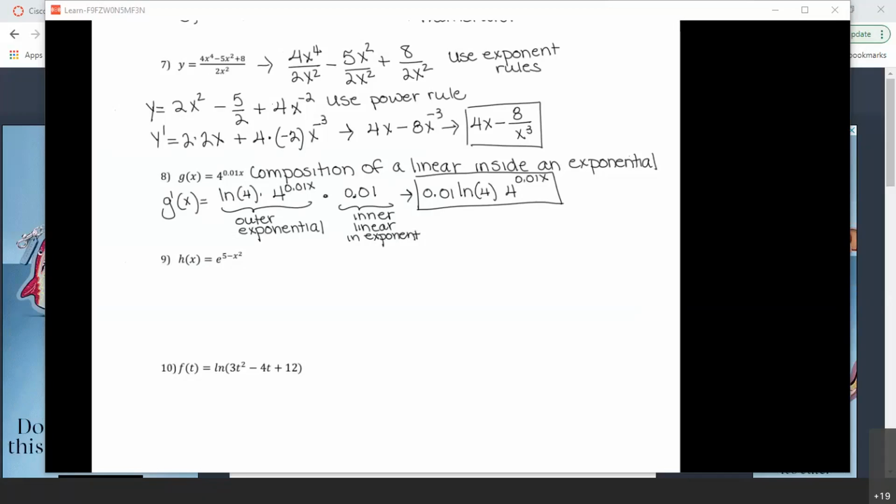Is it a product? Is it a quotient? Is it a composition? Is it something else? Okay, we've got one vote for composition. Anybody else? Okay, two for composition. Oh, exponential. Okay, yes, exponential is definitely part of it. Any other ideas?